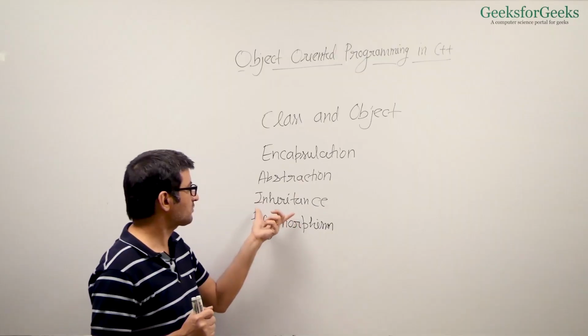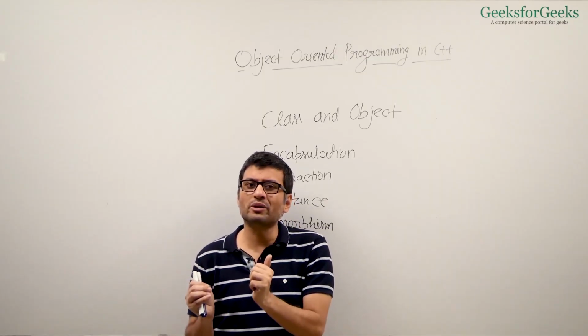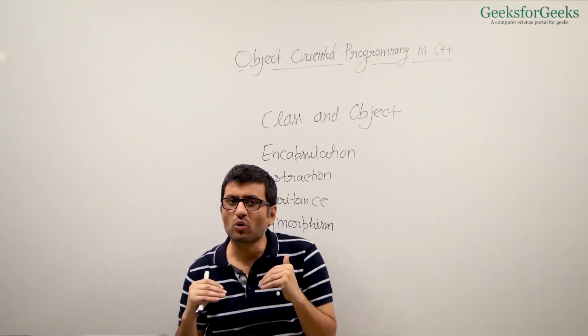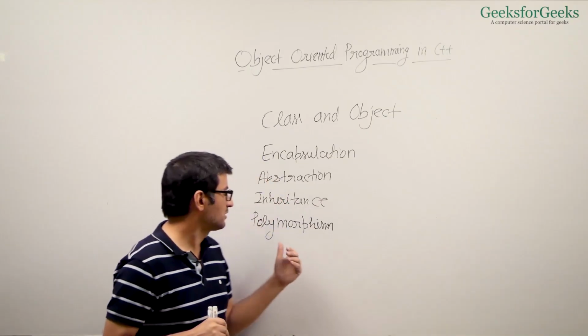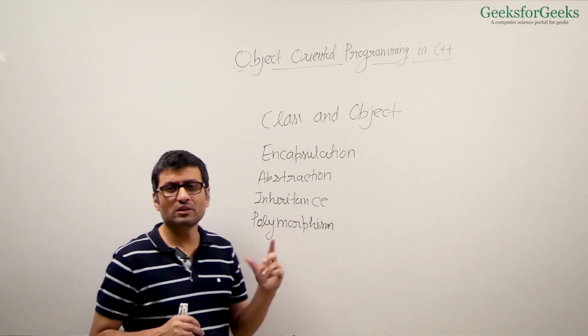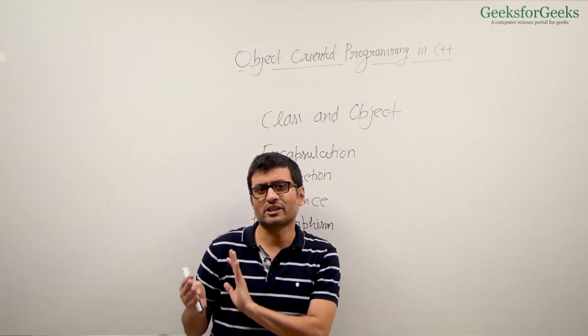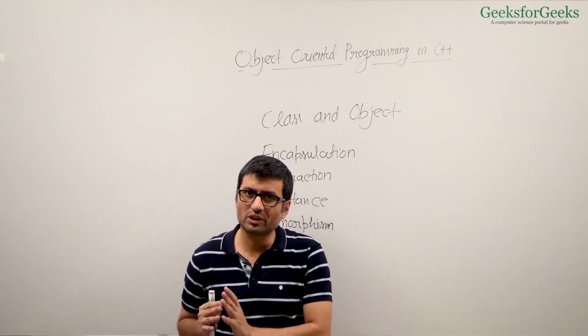Inheritance: reusing the code, putting the common code in a parent class, then inheriting this code in the inherited classes or children classes. Polymorphism: same name, multiple functionalities. Two types, static and dynamic. Static is already covered. Dynamic we'll cover in the coming videos.